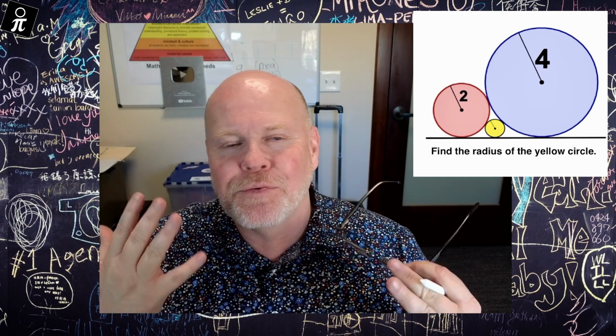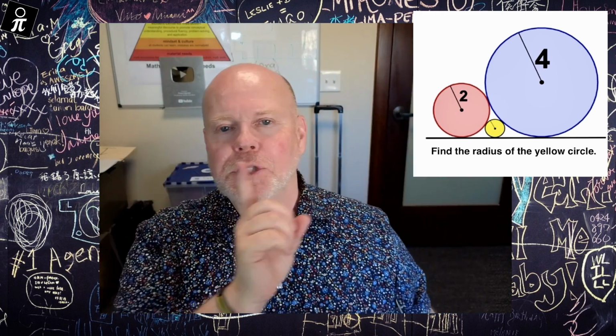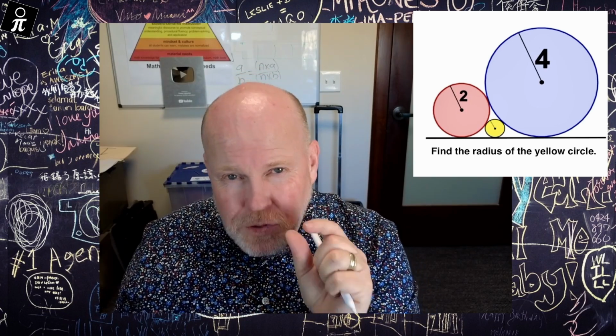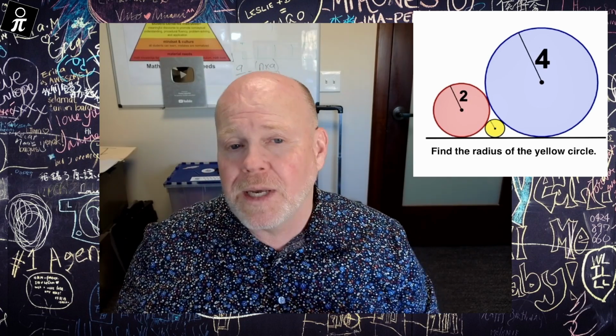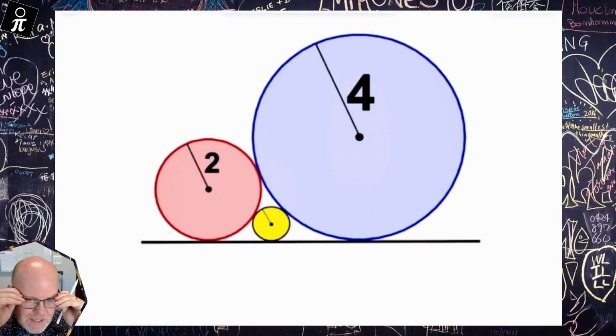So we have three circles. We've got a red circle with a radius of 2. We've got a blue circle with a radius of 4. And then we've got that dinky yellow circle. And our job is to figure out what is the radius of that yellow circle. So let's get started on this.